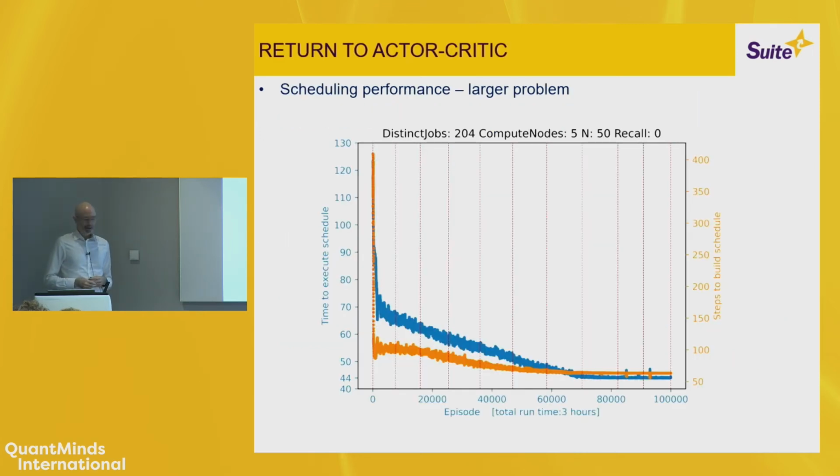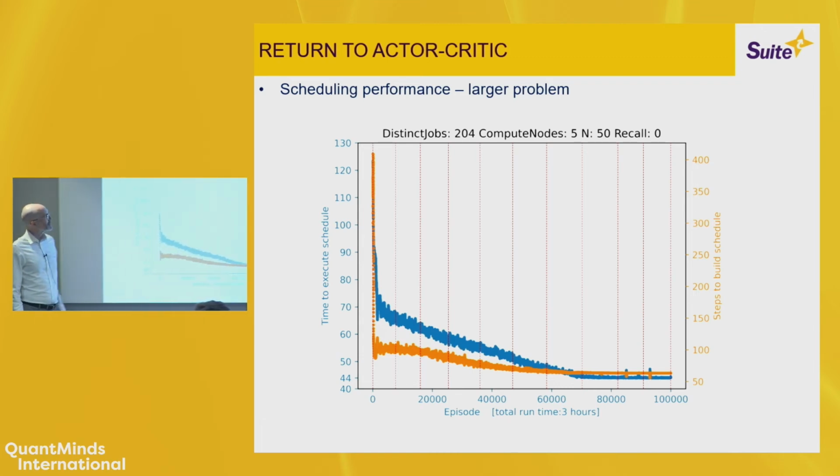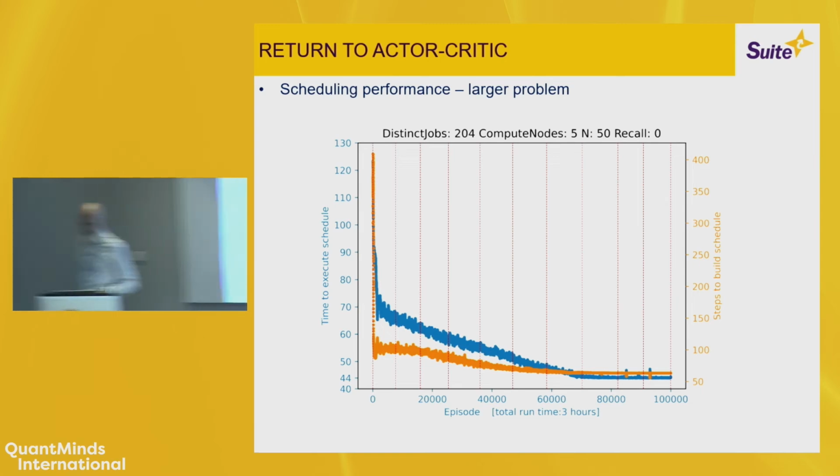So if we now look at what happens when we take our 204 tasks and 5 compute nodes here, with the n being 50, now we see it converges quite nicely. If we look at the orange graph, the number of steps to build, this ends up being around 60 steps to build the schedule. And I at least find that fairly interesting because we know there are 204 jobs that need to be scheduled, and it's scheduling them all in like 60-something steps.